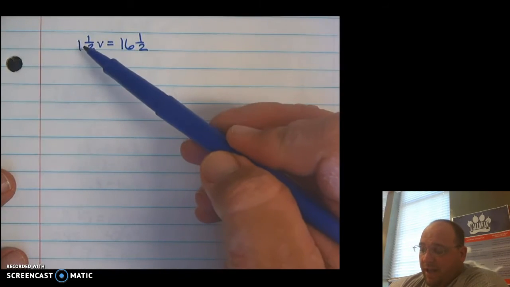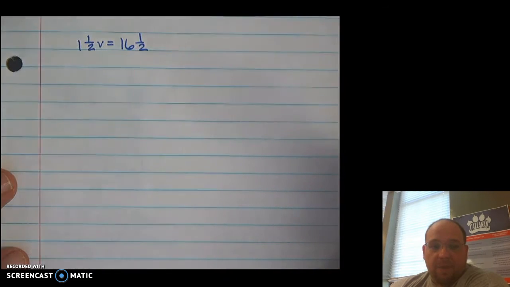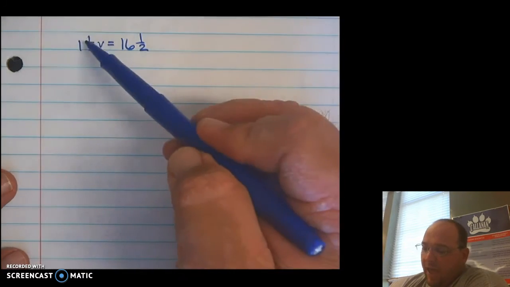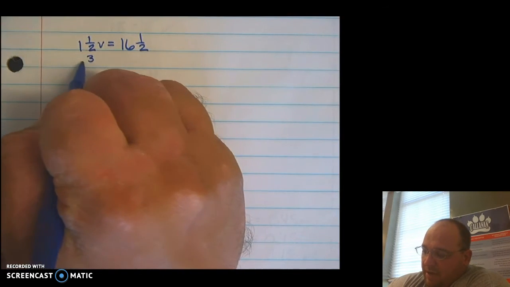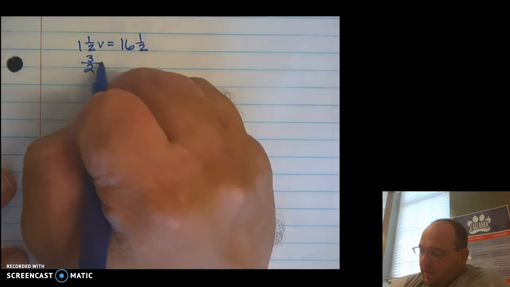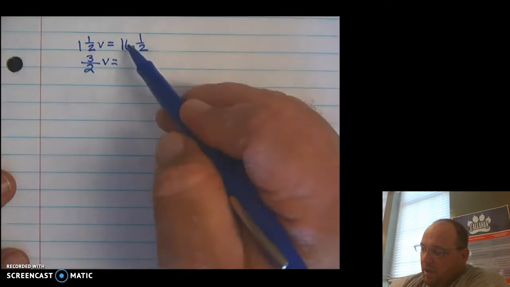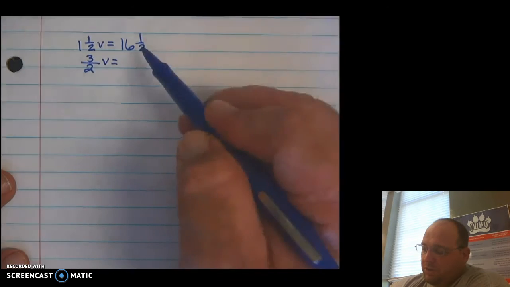For those that have forgotten how to change it into an improper fraction, you take the whole number 1, you multiply it by the denominator of 2, so 1 times 2 is 2, and you add the number of numerator pieces, which is 3. I'm going to keep my denominator the same, so I'm going to keep it as 2. So I have 3 over 2 v equals. Now I need to do the same thing over here with this mixed number. I'm going to take 16, because that's the whole number, times the number of pieces it takes to make a whole, which is 2.